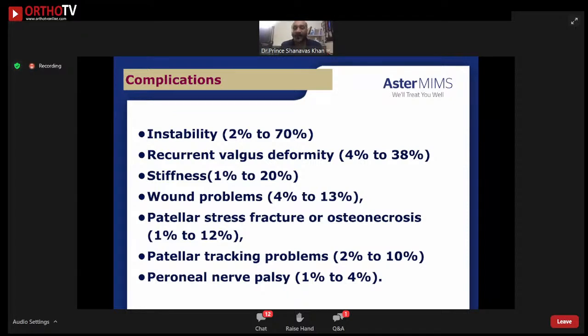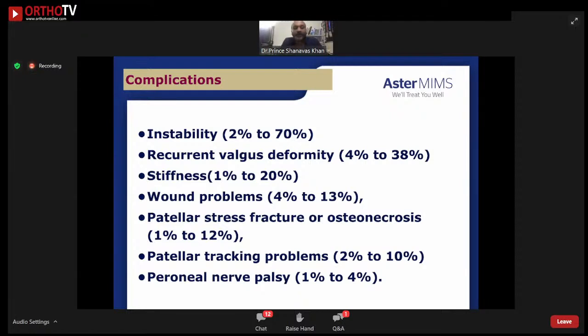Stiffness is common. Wound problems are more common. When you use a lateral parapatellar approach, there is patellar stress fracture and osteonecrosis. When you combine a lateral release along with a medial parapatellar approach, there is the highest chance of osteonecrosis and patellar tracking problems. When you internally rotate your femoral component, you get patellar tracking problems. And finally, peroneal nerve palsy, because when you correct the valgus knee, you will stretch the peroneal nerve.